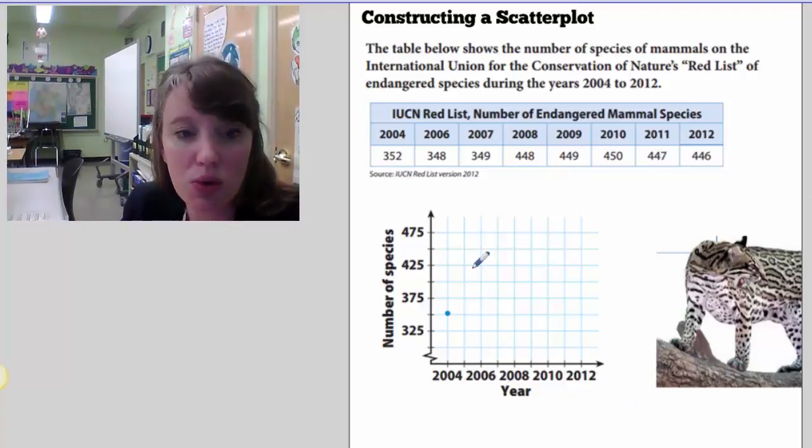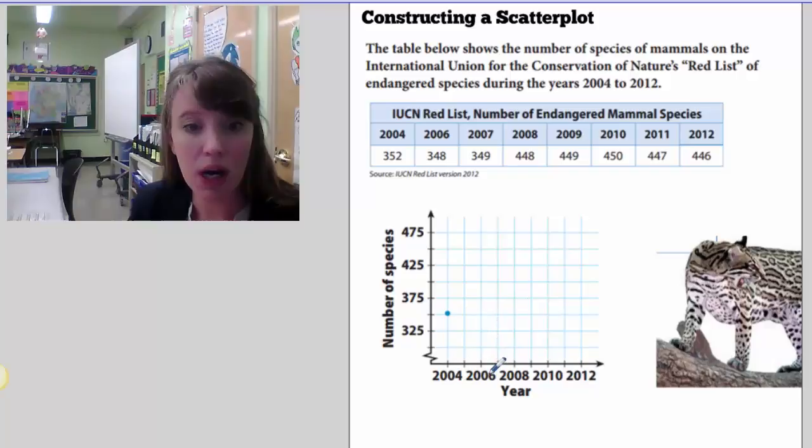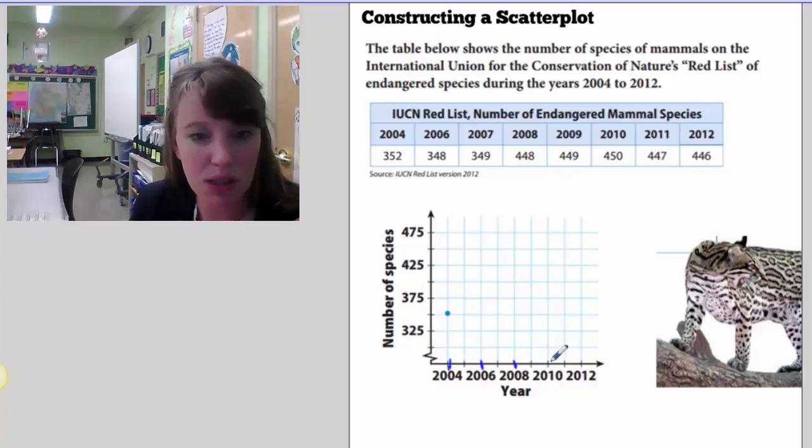So what we're going to do is take this data from a table and put it on this graph. All right. So we have 2004, and then 2006. This is 2004. This would be 2006. Let me just bold these so it's a little easier to see.